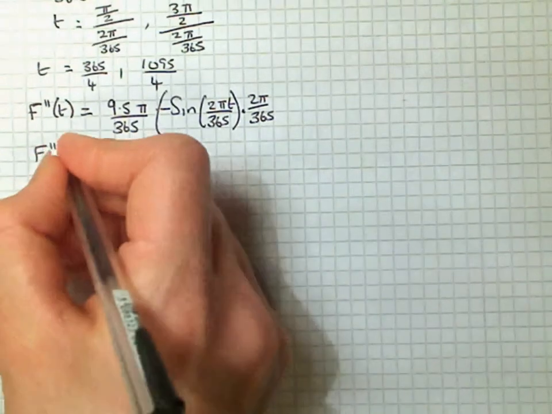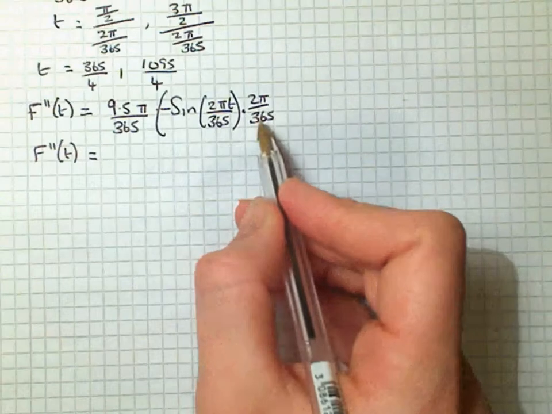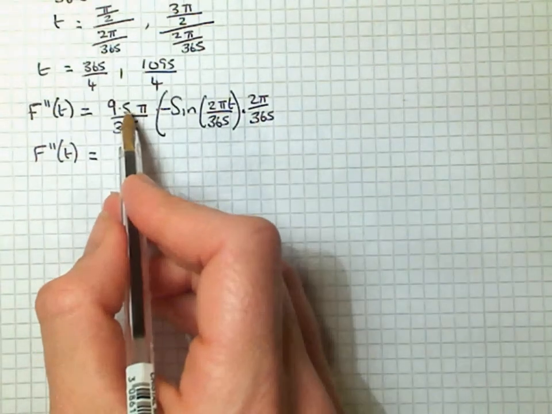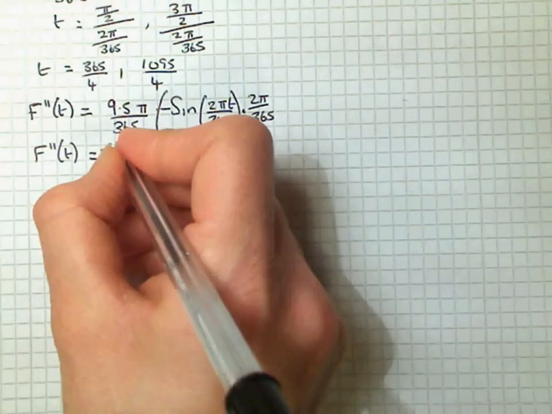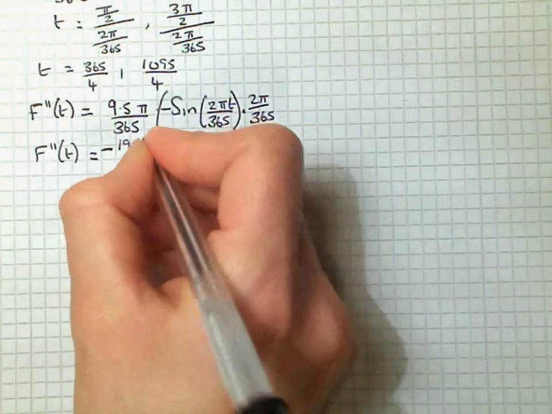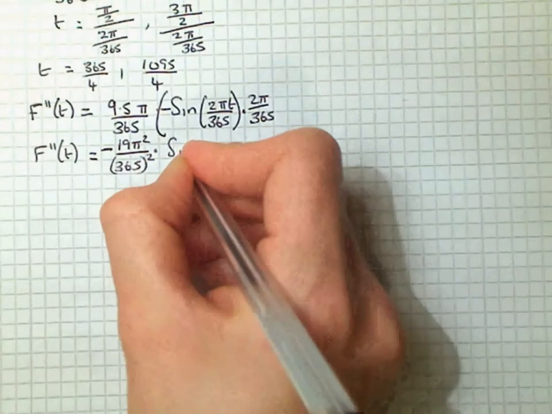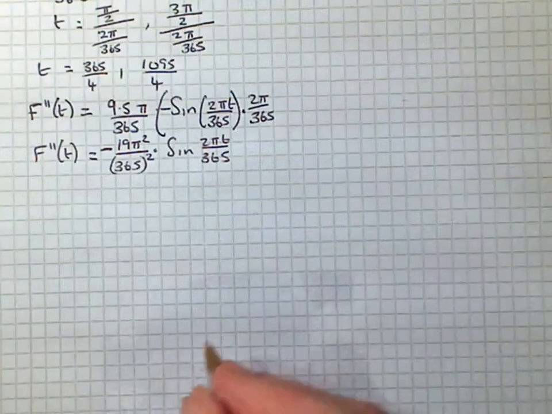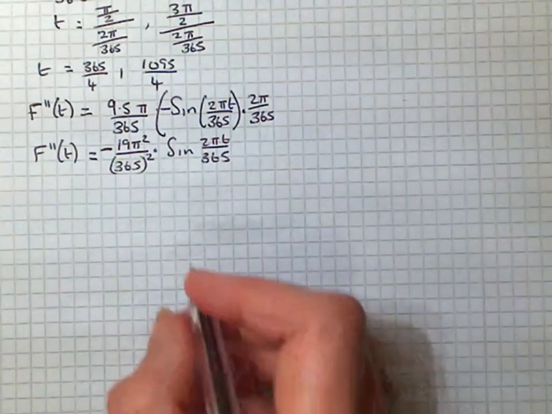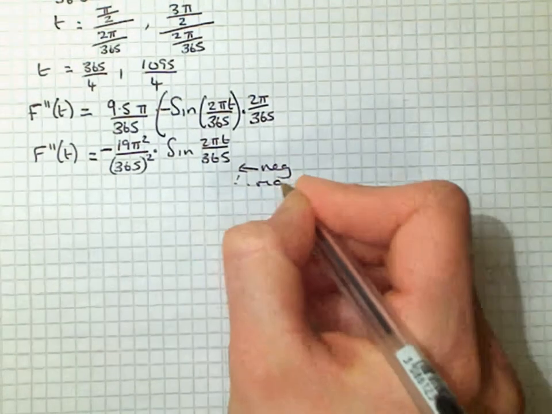And so f''(t) is going to be our 2π over 365 multiplied by our 9.5π over 365, and we'll take our minus, so it's going to be minus 19π² over 365 all squared, times the sine of 2πt over 365. Okay, so we know that that is a negative, so therefore it's a max.